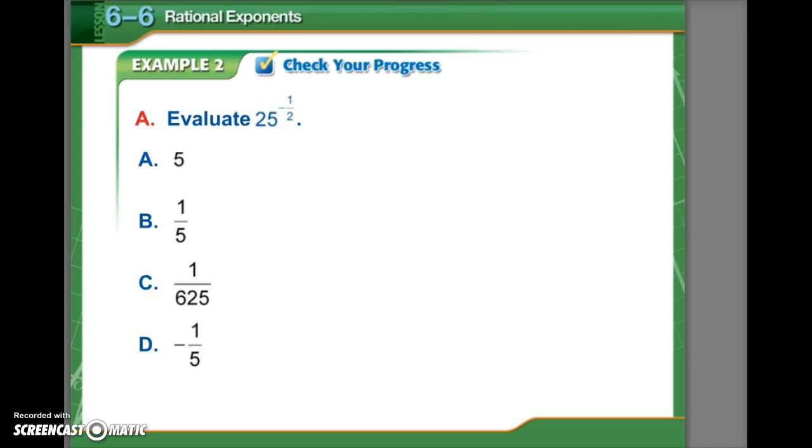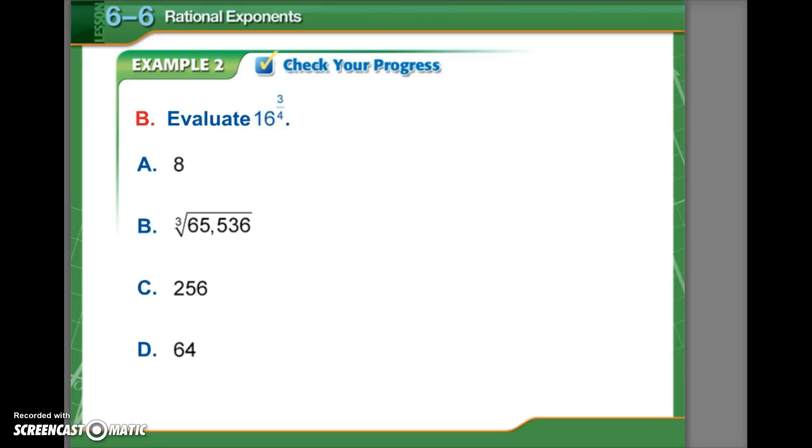Okay, some check your progress problems. Part A, you have to evaluate 25 to the negative half power. When you have your answer, go on to the next slide. And our answer this time is B, 1/5. For part B, we have to evaluate 16 to the 3/4 power. When you have your answer, go on to the next slide. And our answer this time is 8.